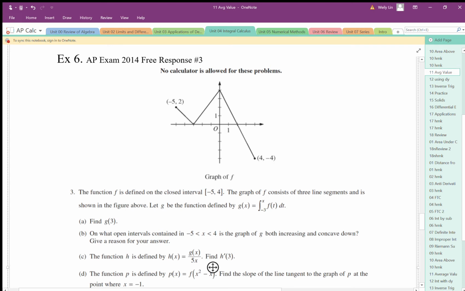So this graph that's given is essentially a g prime graph. That's a g prime graph, and f and g prime are the same thing. So the area underneath that g prime graph defines some point on g as the area from -3 to x. Now it's important to understand there's -3.